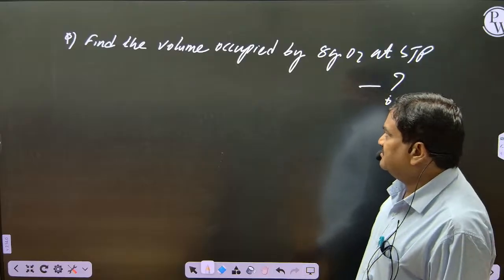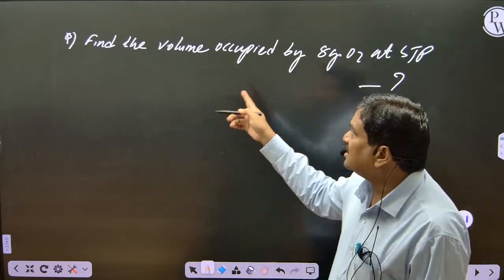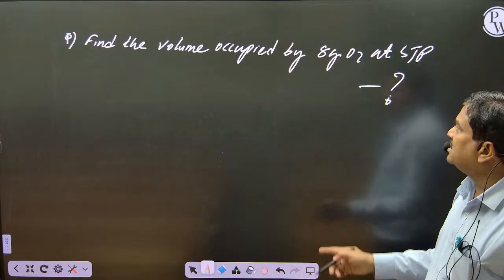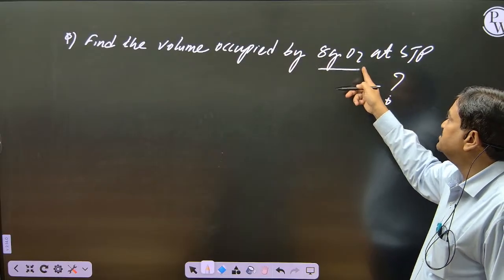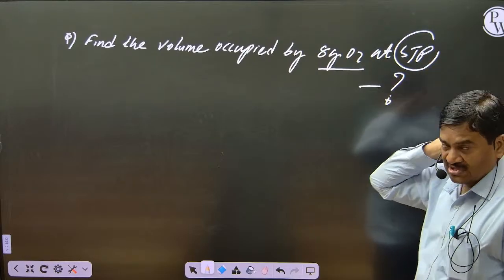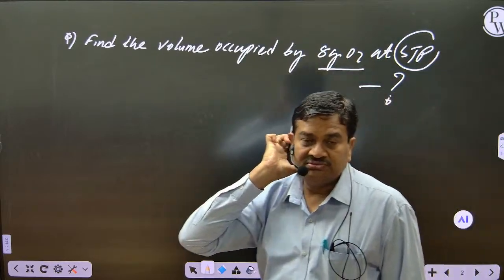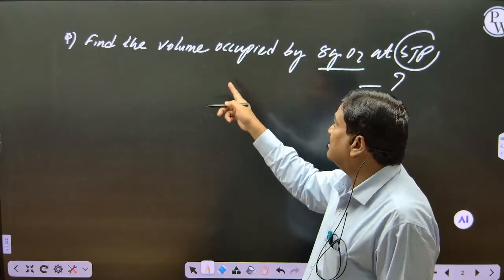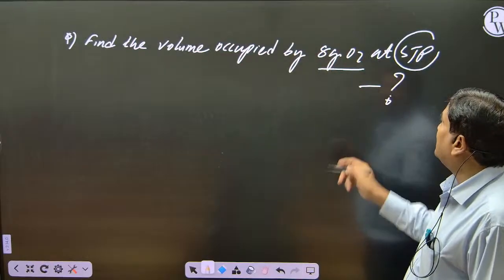Now see, from the exam point of view, they ask on the concept of GMV. Question understood, what is being asked? What will be the volume occupied by 8 grams of oxygen at STP condition? Now think how you approach. What will be the volume occupied by 8 grams of oxygen at STP?